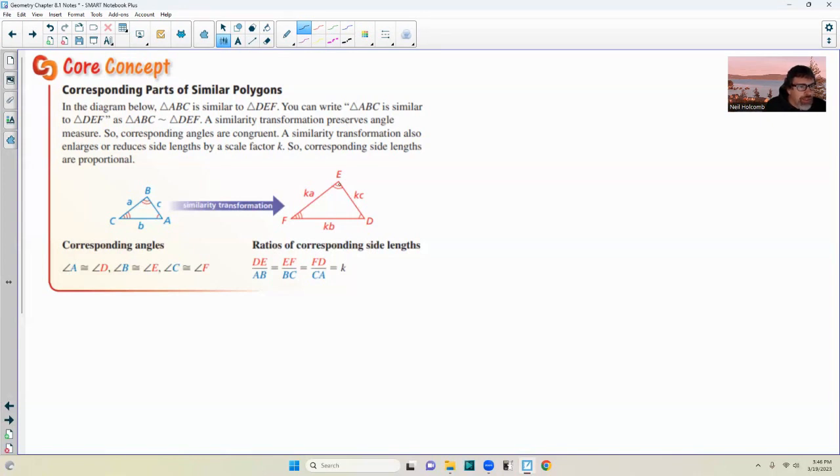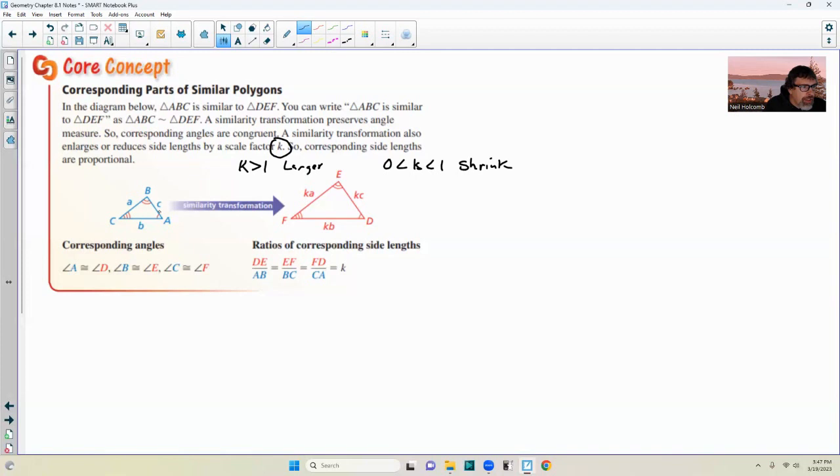So angle B is congruent to angle E. Angle A is congruent to D, and angle C is congruent to F, as it said here. The relationship of the sides: a similarity transformation also enlarges or reduces the side lengths by a scale factor K. If K is greater than 1, it makes it larger, and if K is less than 1 but greater than 0, it shrinks it.